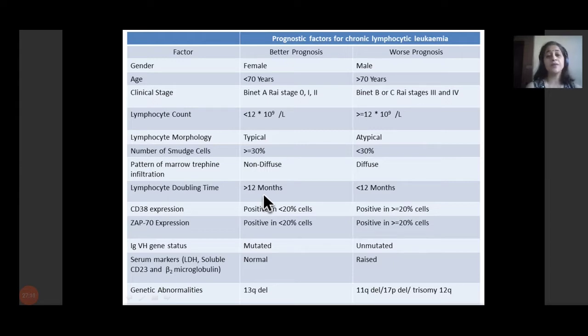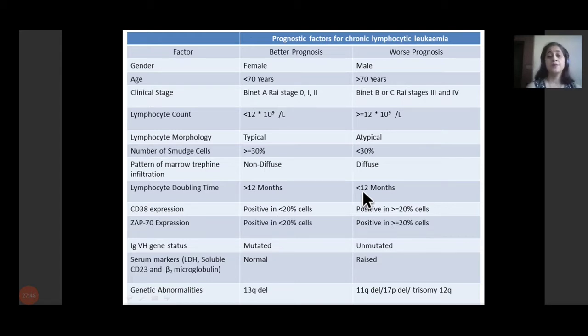That means the patient is in the quiescent phase, treatment might not be required, and the survival will be better. Vis-a-vis, we have a poorer prognosis where the doubling time is increasing every 3 months, 4 months, 5 months, or 6 months, when we do the follow-up, we find that the cells are dividing. CD38 expression positive in less than 20% of cells has a better prognosis. Worse prognosis is positivity in more than or equal to 20% of cells.